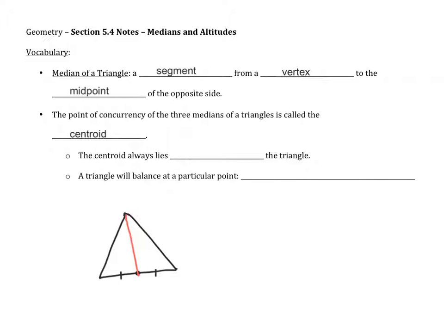The centroid always lies inside the triangle, and a triangle will balance at that particular point, at the centroid. That is called the center of gravity. So again, if you were to find the centroid by finding all of the medians of each vertex, and you cut out that triangle, you could actually balance that triangle at the centroid at that point. And again, that's called the center of gravity. I would write that down in your notes. The way I remember it is, it's the center of gravity and it's the centroid. Centroid, center of gravity. I would write that down in my notes as well.